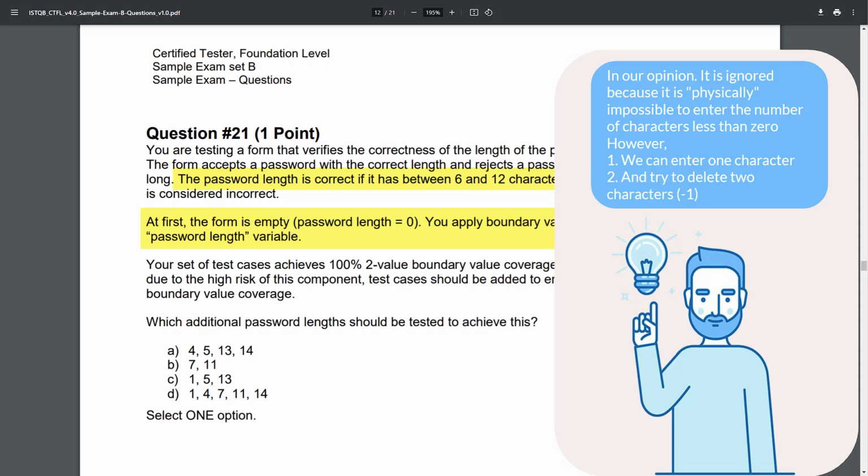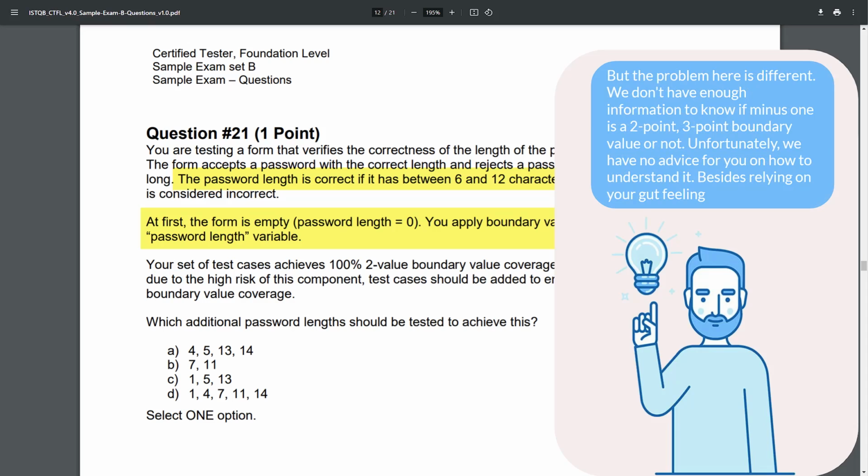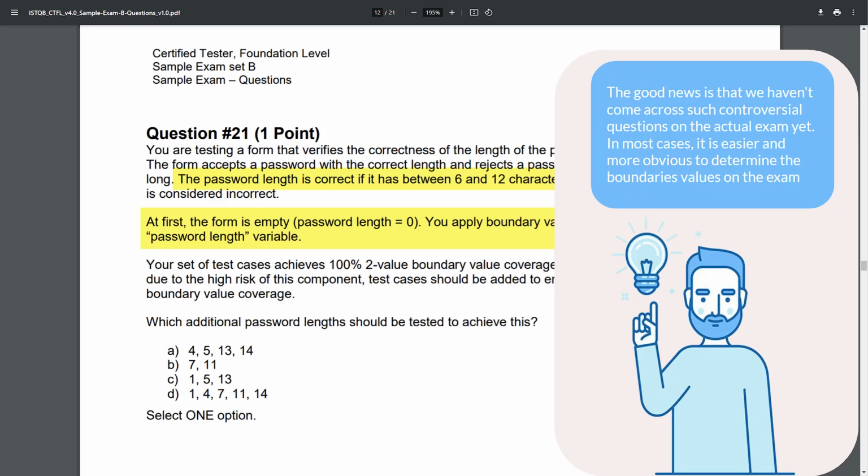But the problem here is different. We don't have enough information to know if -1 is a 2-point, 3-point boundary value or not. And unfortunately, we have no advice for you on how to understand it, besides relying on our gut feeling. The good news is that we haven't come across such controversial questions on the actual exam yet. In most cases, it's easier and more obvious to determine the boundary values on the exam.